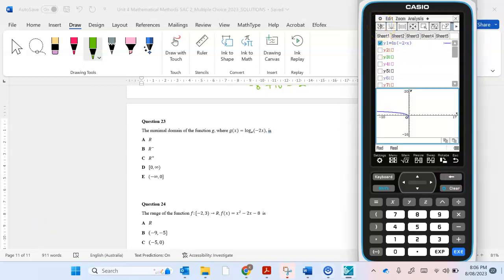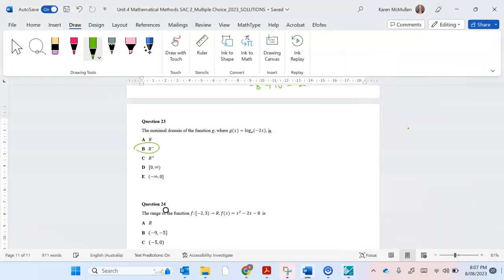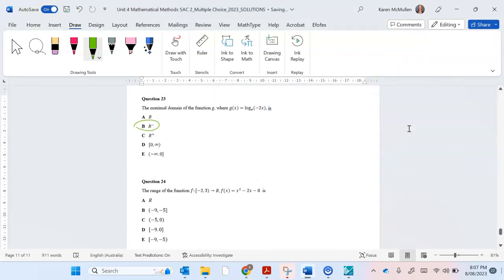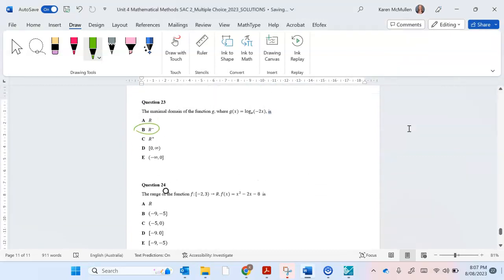So there it is. We want the maximal domain. We can see what's happened with that graph: it's been reflected along the y-axis. So your log can't equal 0, so it's only going to be R negative. Here's your answer. And that one, if you understand your transformations of log graphs, would have been a quick one to do.